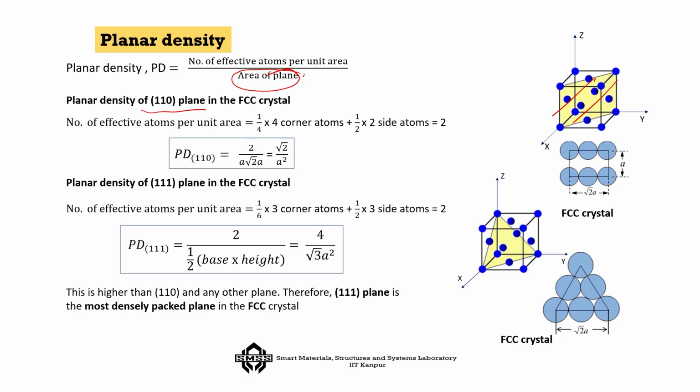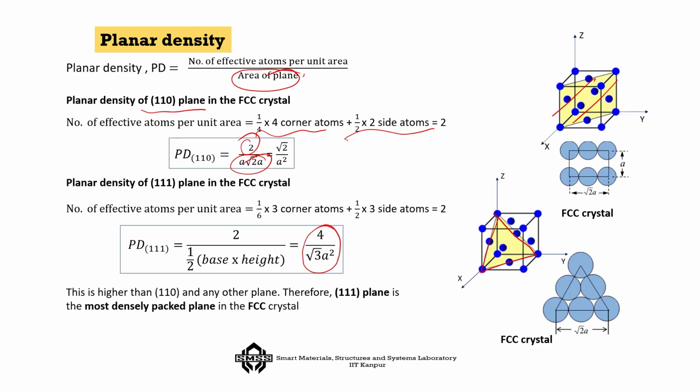On that plane, now you start to calculate the effective atoms. In this case there are the corner atoms, 1/4 times 4 corner atoms, plus 1/2 times 2, these are the 2 side atoms. So, this becomes 2, and then you can find the planar density by the number of effective atoms divided by the area of that plane, and that would become root 2 over a square. Similarly, you can find the planar density of the 111 plane in the FCC crystal. Now, this is the 111 plane. So, what is the planar density? You will find that it will be 4 by root 3 a square.